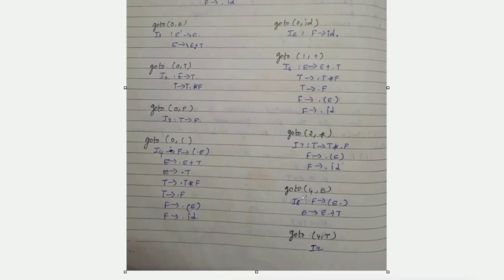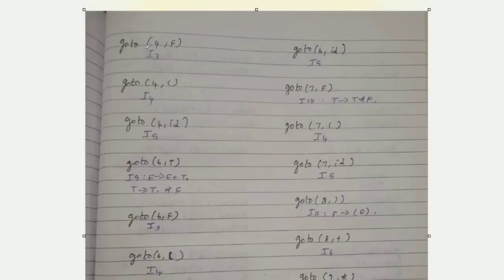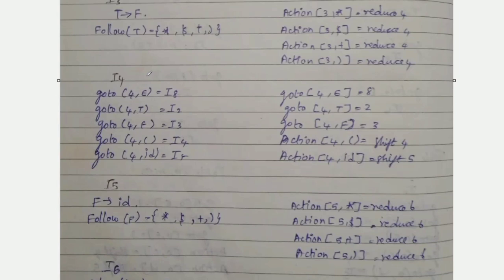Go to 4 comma E I8, go to 4 comma T I2, go to 4 comma F I3, go to 4 comma open bracket I4, go to 4 comma ID I5. In the table construction for item number 4, go to 4 comma E I8, 4 comma T I2, 4 comma F I3. These are the non-terminal symbols. Then go to 4 comma E is 8, go to 4 comma T is 2, go to 4 comma F is 3.